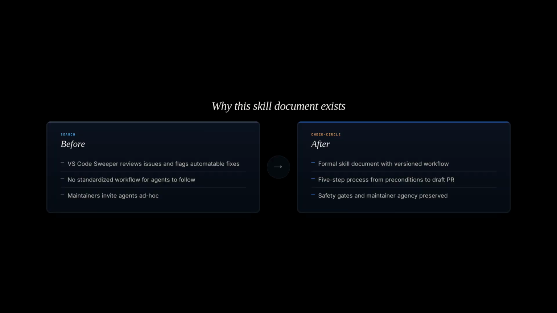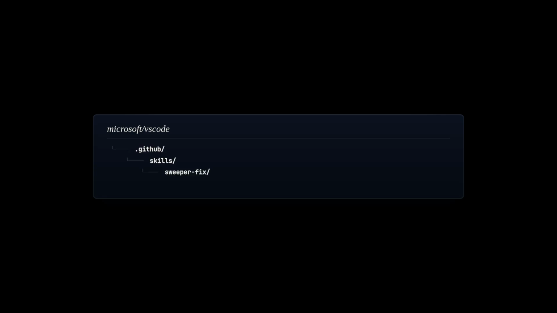The VS Code Sweeper tool reviews issues and identifies those suitable for automated fixes. Before this PR, there was no formal playbook for agents to follow when a maintainer invited them to implement one of these fixes. This document establishes that playbook, a 5-step workflow with built-in safety checks that respect the maintainer's agency and local workspace. The change is focused. A single new file under .github/skills/sweeper-fix. This skill.md document is 125 lines and acts as the formal interface between maintainers and AI agents.